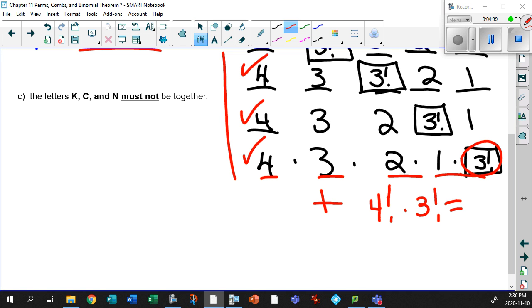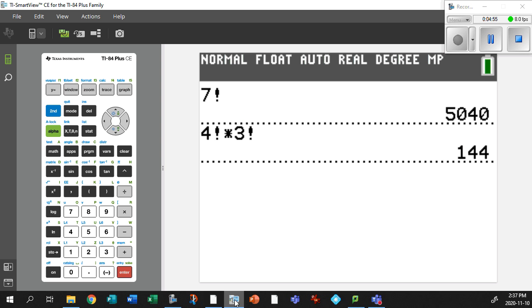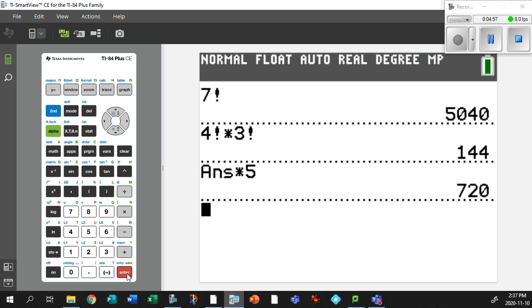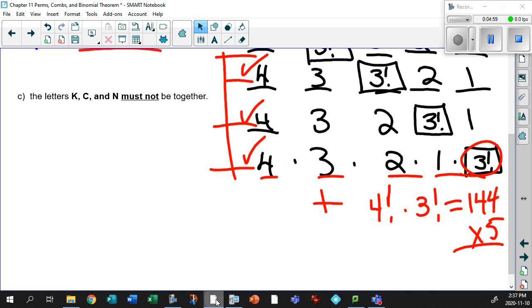Now, I can be smart and just go, okay, well, that one's 144, that one's 144, that's 144, that's 144. Well, how many 144s do I have? I have 5 of them. Okay, so I can either add 144 5 times or just go 144 times 5, and I get 720 different arrangements of this with K, C, and N all being together in one group.